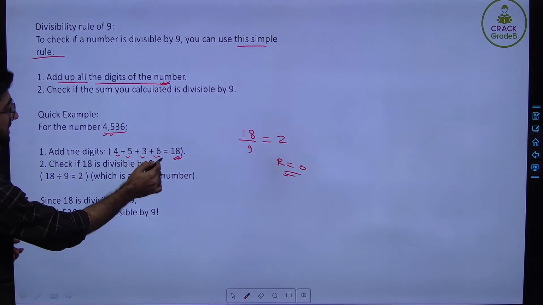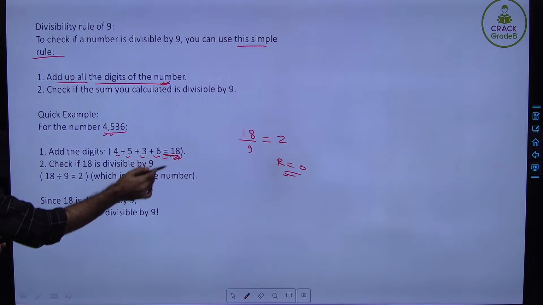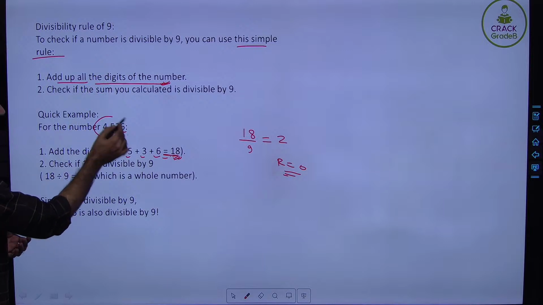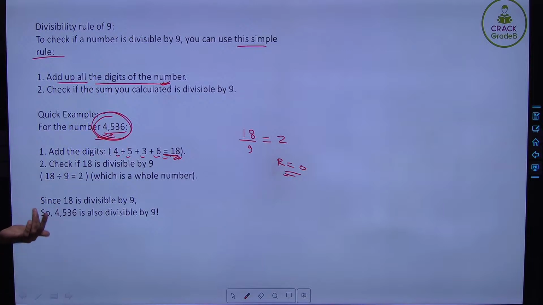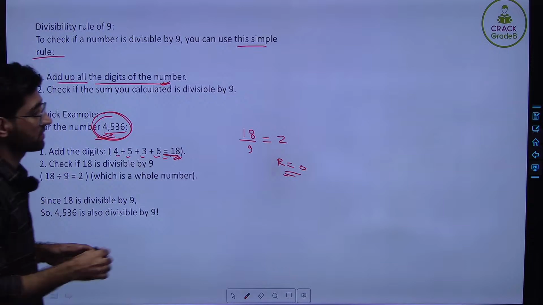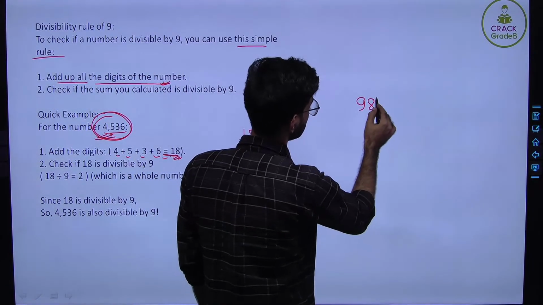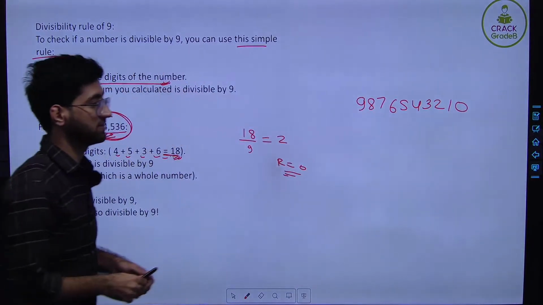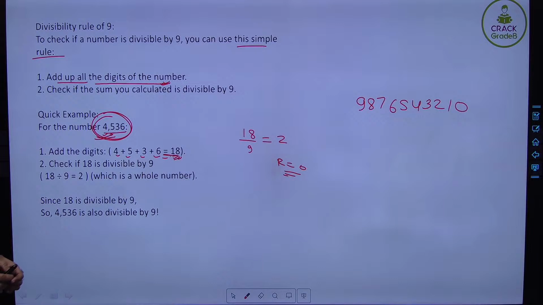If the sum is divisible by 9, it is obvious that this number 4536 is divisible by 9, right? Now try to answer: is this number divisible by 9?